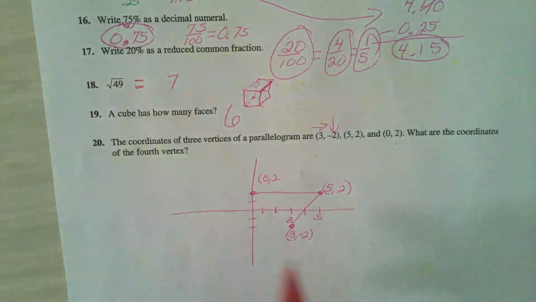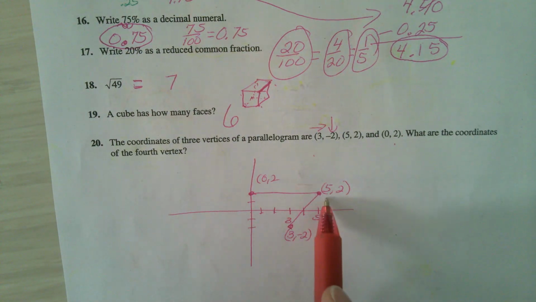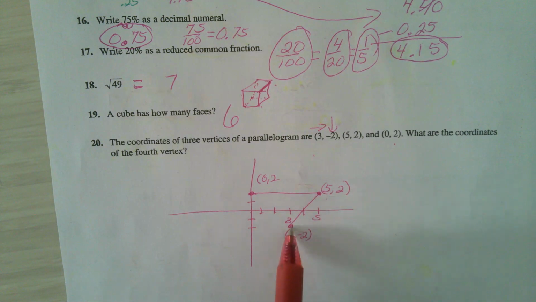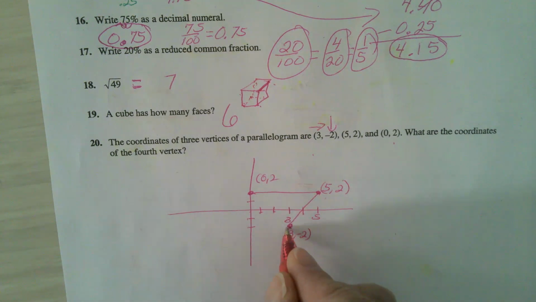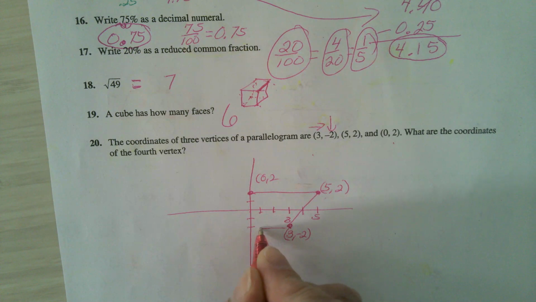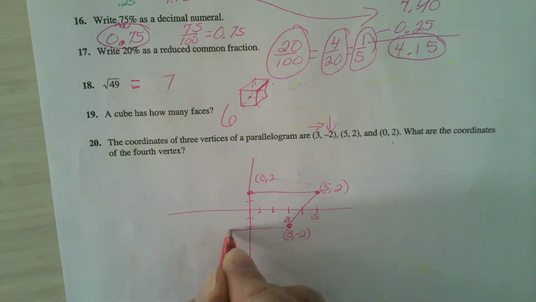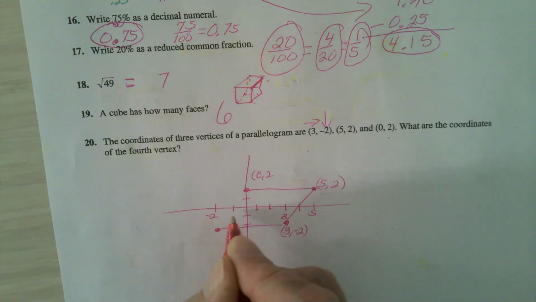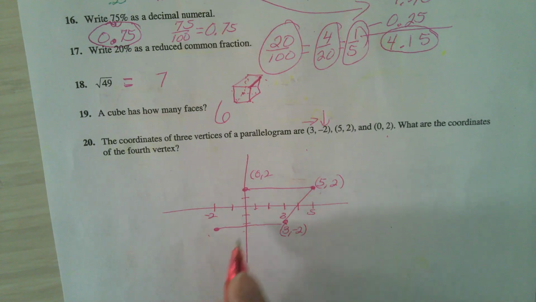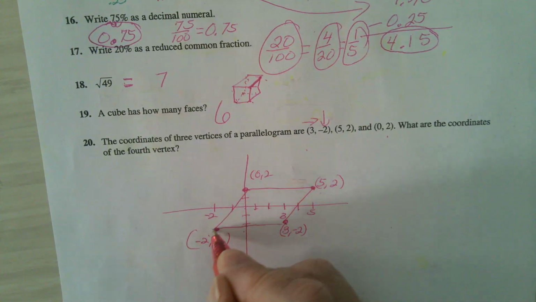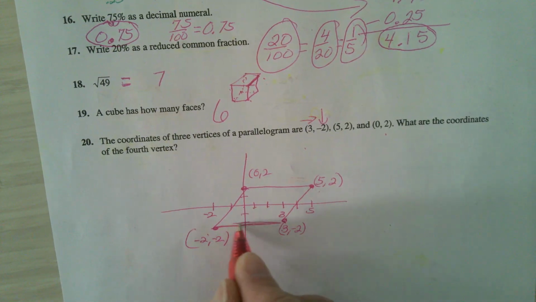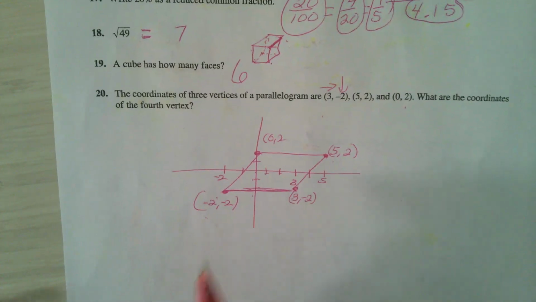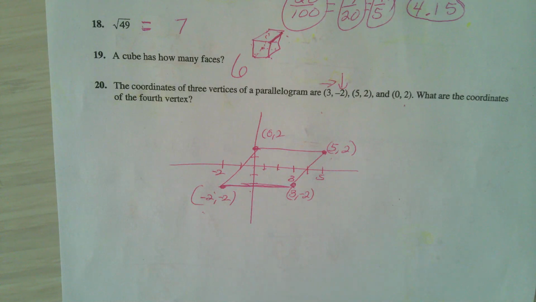Okay. How far is it from here to here? It's 5, right? So this line has to be 5 long. So here I go. 1, 2, 3, 4, 5. So it's at -2, -2. So the missing point is -2, -2. Just draw a picture of it, okay?